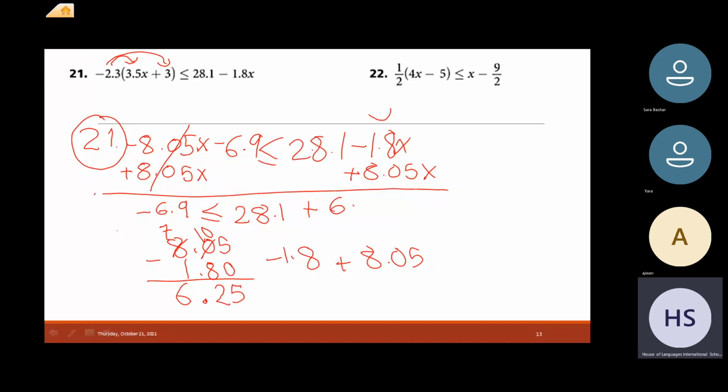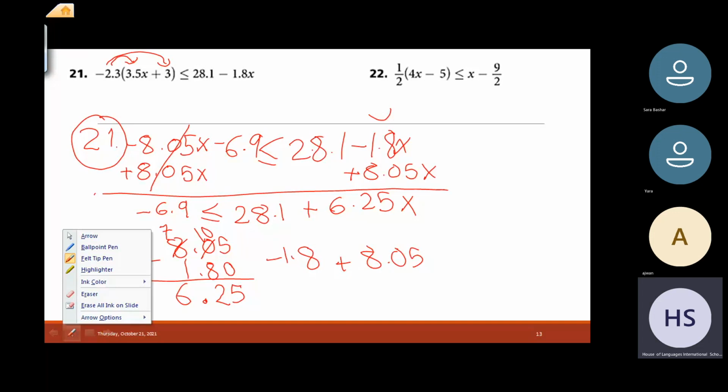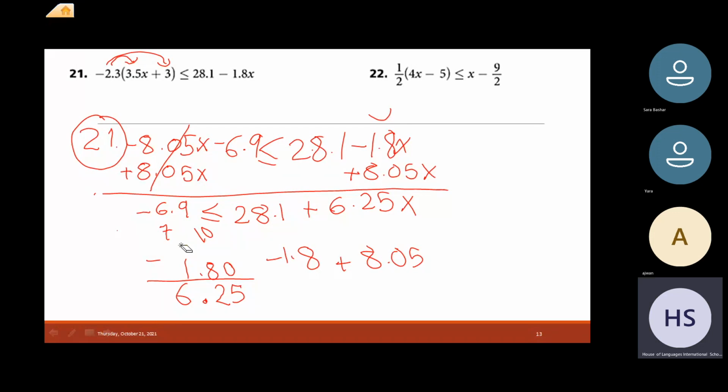Teacher, how did you change the 0 to 10? By subtracting from 5, right? This one is 10. I take 1 from it, and I take 1/10 from the 8 to be 7. Okay. Yeah, now continue.